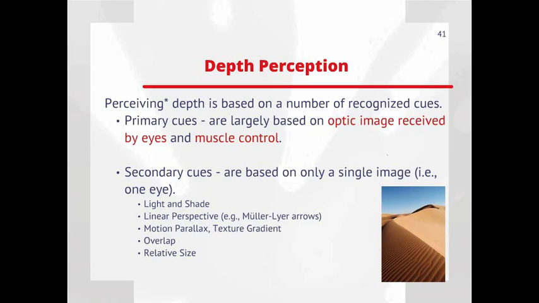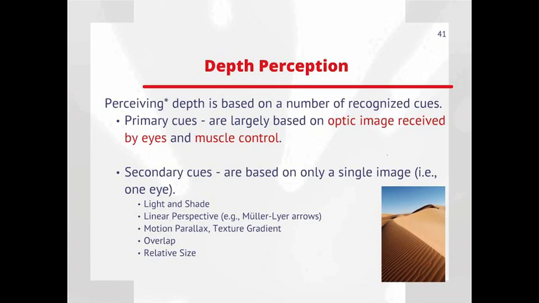But in many cases, what's more important to HCI are the secondary cues that help us illustrate depth. We're not really building a computer system that is a very large 3D system, but something that might exist on a screen or a mobile phone, so single images from one eye are enough there. These types of secondary cues can be light and shadow. They can be linear perspective, again using the idea that we know what a 3D environment looks like.